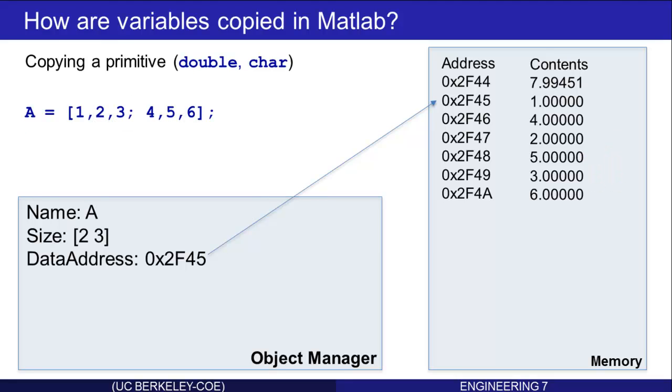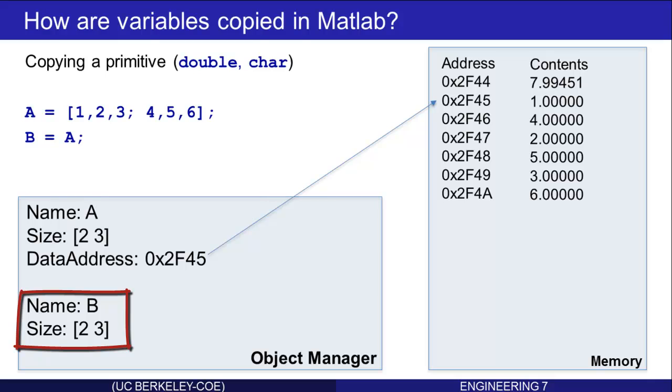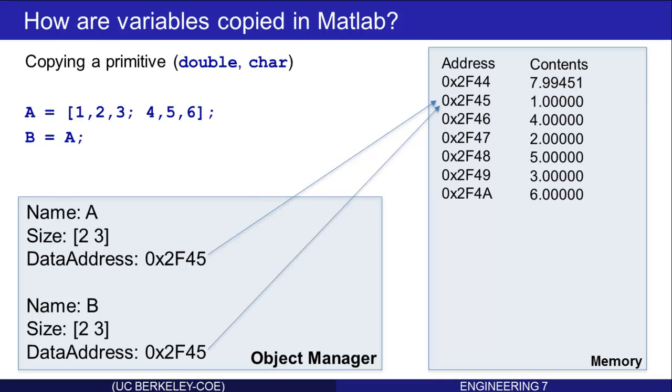Now consider the operation of copying A into a new variable B. So a new variable gets created, and the object manager is tracking that. B is size 2 by 3. What's surprising is that the data address is exactly the same place. At this point, A and B in the object manager refer to exactly the same 6 locations in memory.